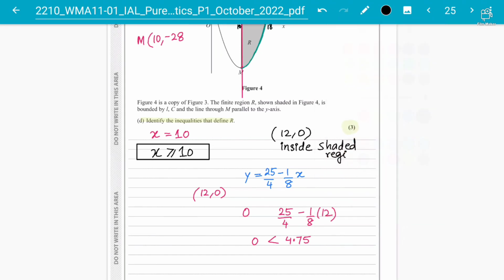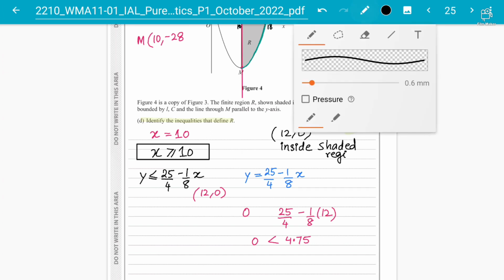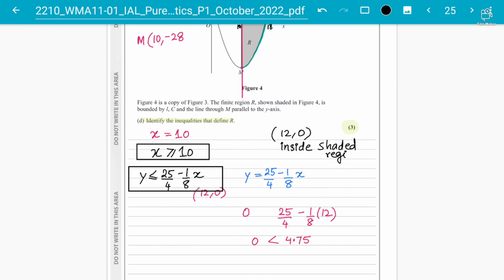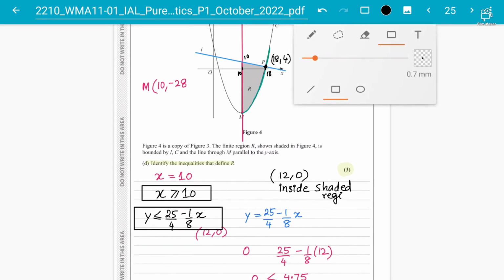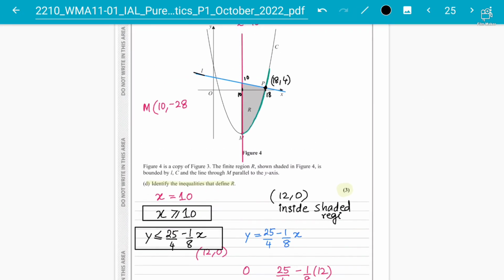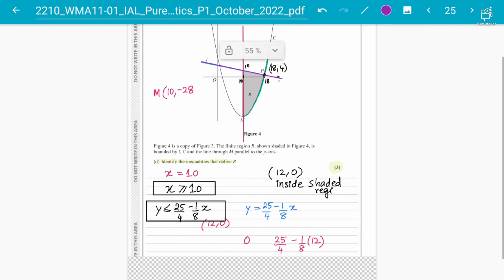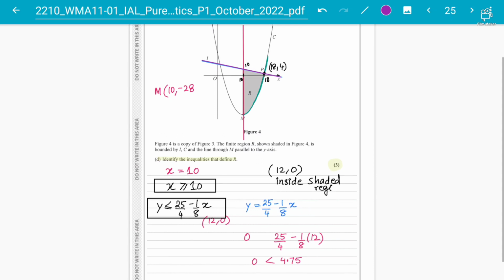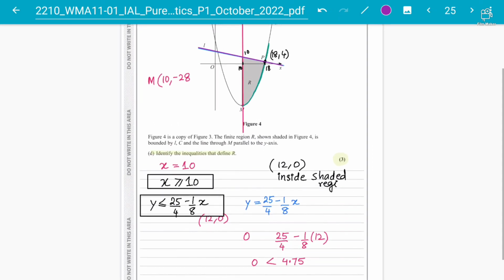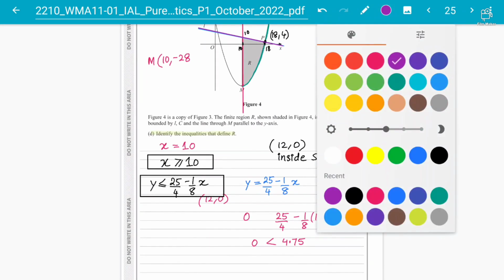So we got the other answer as well, that y is less than or equal to 25 upon 4 minus 1 upon 8x, that line, the blue line. And this can be done directly as well, because you see that the shaded part is below the line. Whatever the equation of the line is, following the purple color, the shaded part lies below it. So you can directly write that y is less than or equal to 25 upon 4 minus 1 upon 8x. Okay, so the end is left with the quadratic curve.